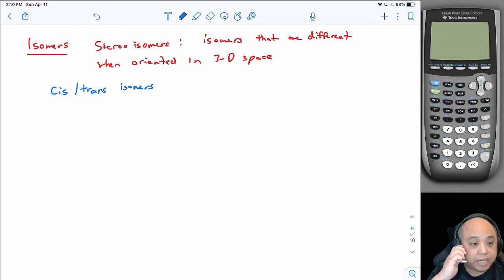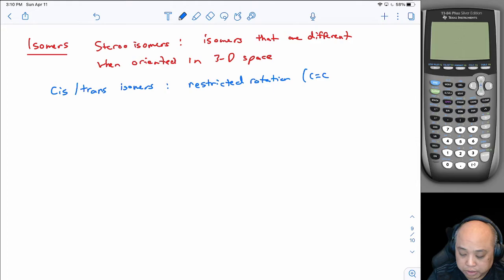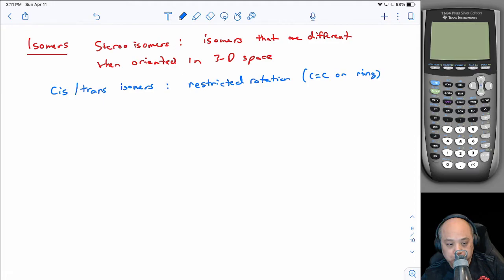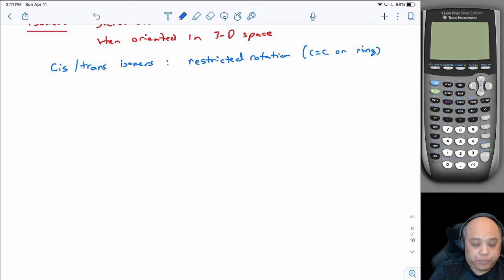cis-trans isomers. Cis-trans isomers are due to restricted rotation, whether that's due to a C=C double bond or a ring that doesn't allow the groups on the carbons to rotate around in 3D space freely. And so what we see here is something like this.